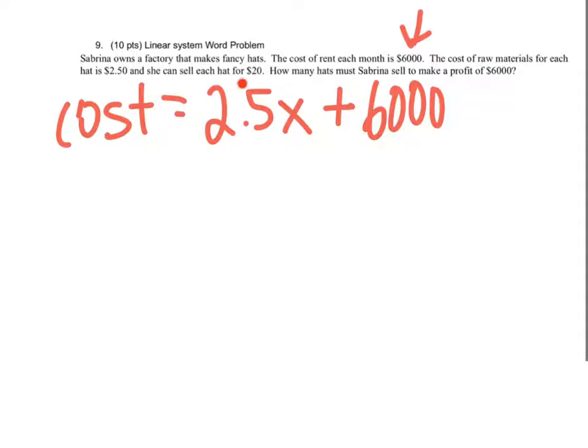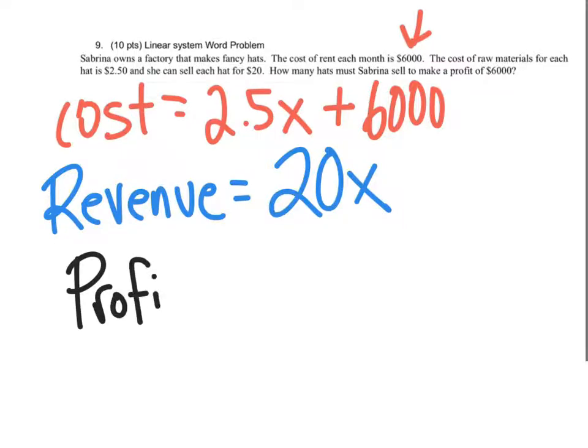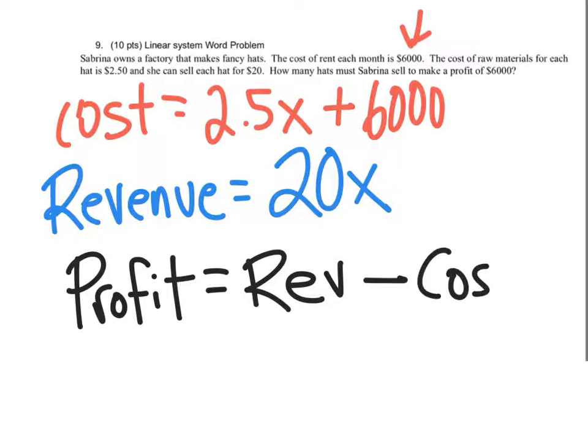But what else do we know? It says she can sell each hat for 20 bucks. That's a nice little markup right there. Revenue is the money that we collect, and that's going to be $20 per hat, or simply 20x. Does that make sense? Before we get more complicated, let's identify the equation for profit. What is profit? Profit equals the revenue minus the cost.